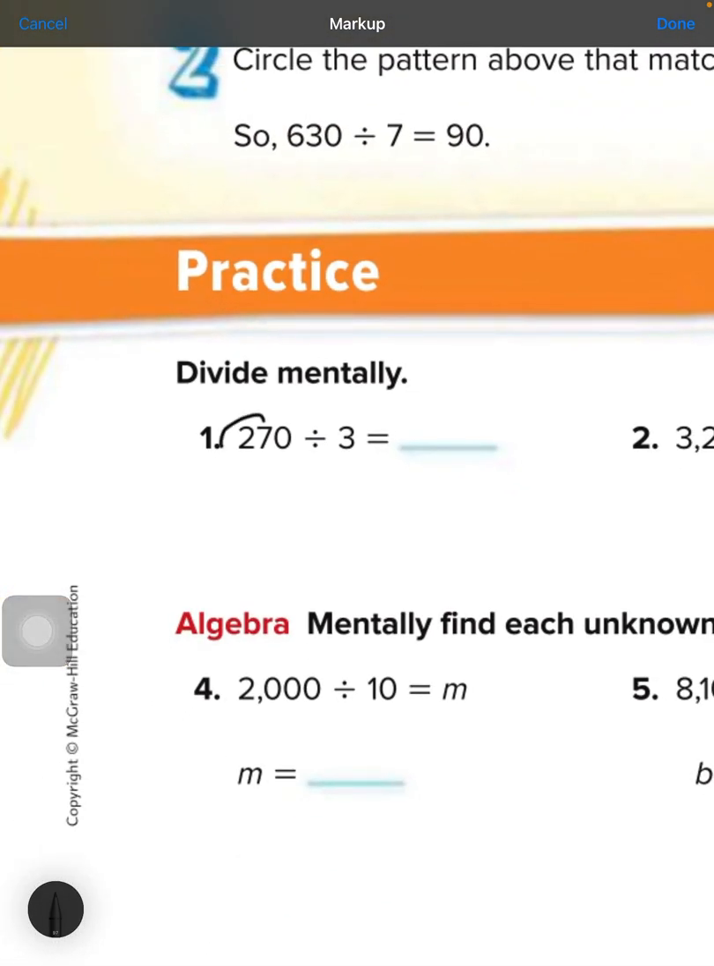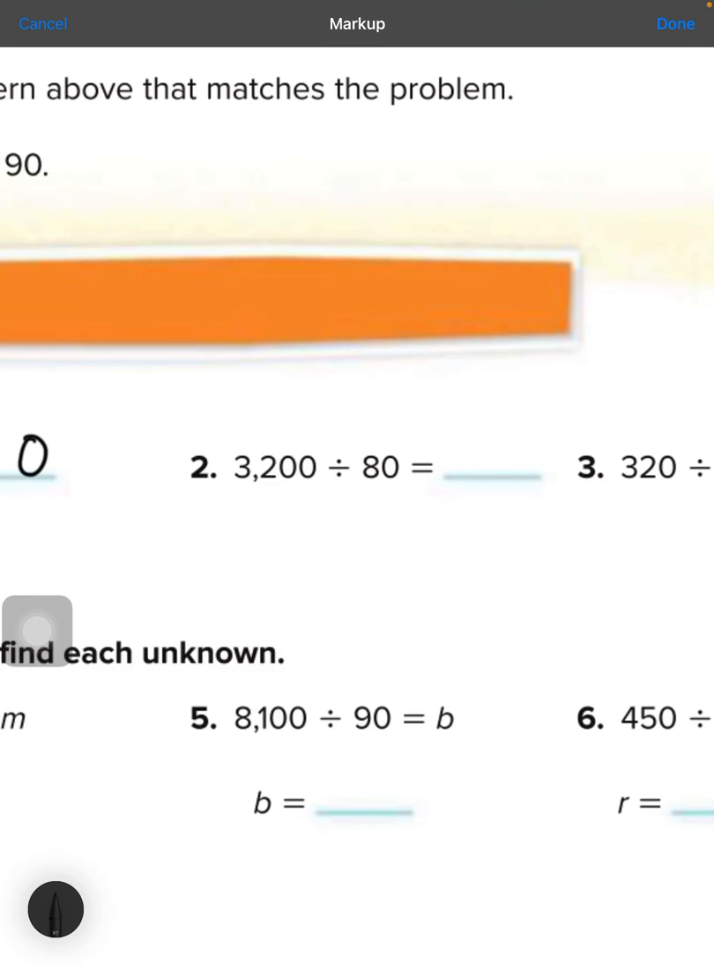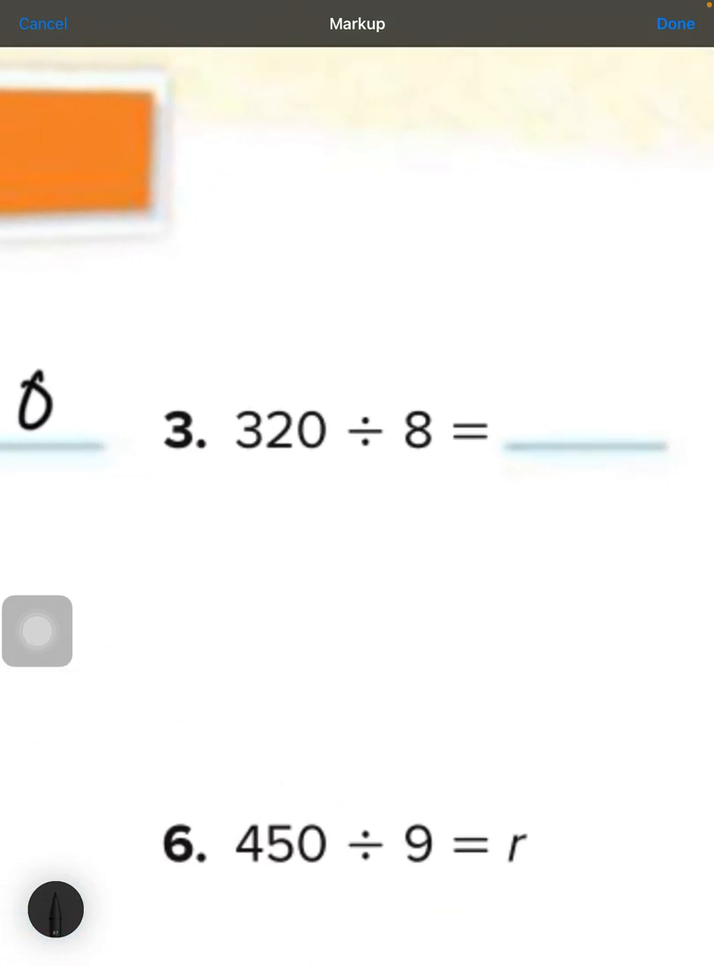Number 1, divide mentally. 27 divided by 3 is 9. Bring the 0 over, and you have an answer of 90. Number 2, we have 3,200 divided by 8. We can cross off a 0 here and a 0 here. Now I know 32 divided by 8 is going to be 4. Bring that 0 over, my answer is 40.